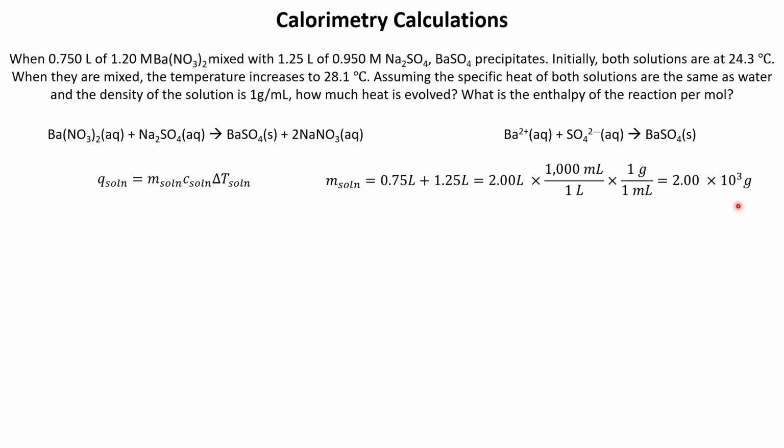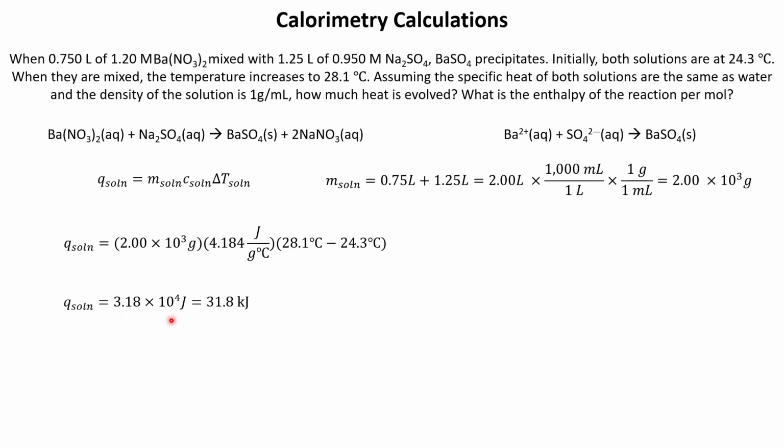Okay, now that we have the mass of our solution, we can plug into our Q equals mc delta T. So here is our mass. Again, we assumed that the solution has a specific heat of water, so we're going to use our 4.184. And what is our change in temperature of the solution? Well, our final temperature was 28.1, and our initial temperature was 24.3. That gives us a Q of 3.18 times 10 to the 4th joules, or 31.8 kilojoules.